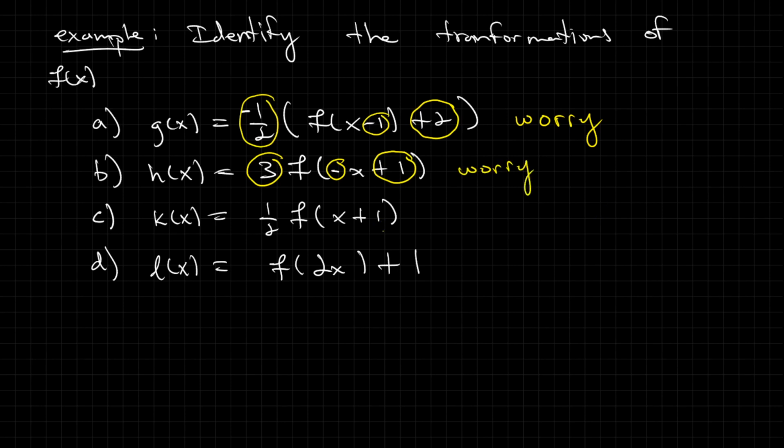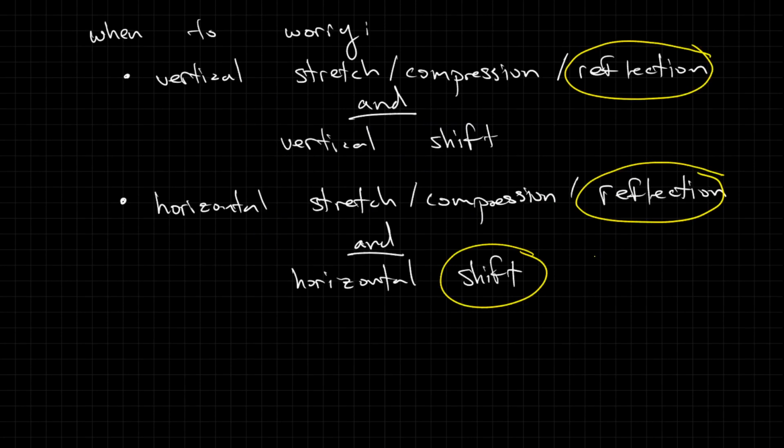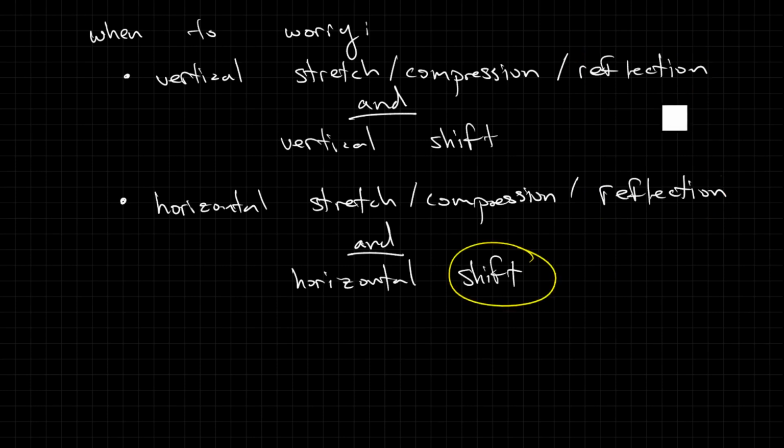What about in part C? In part C, we have a vertical compression and a horizontal shift. We do not need to worry about the order in this problem because, going back a little bit, we only have to worry about the order when there's a horizontal stretch, compression, reflection, and horizontal shift. In this case, we only have a horizontal shift, and we only have, in the vertical category here, a stretch.